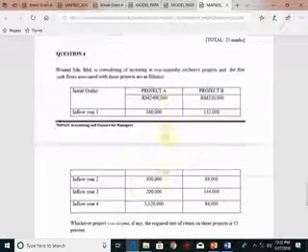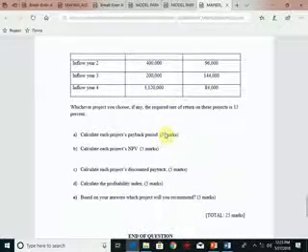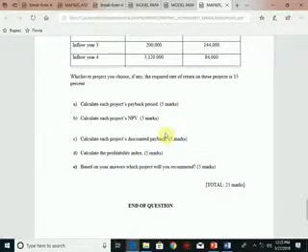Then there is another question, question number 4. Considering investing in two mutually exclusive projects, the free cash flows associated with the projects are given. Project A and B, initial outlay, and cash flows for years 1 to 5 are given, right? The required rate of return in this case is how much? 15%. It has been changed, not 12%. Don't apply 12, here it's 15. Calculate payback, NPV, discounted payback, profitability index, and finally say which project is to be recommended. Clear?